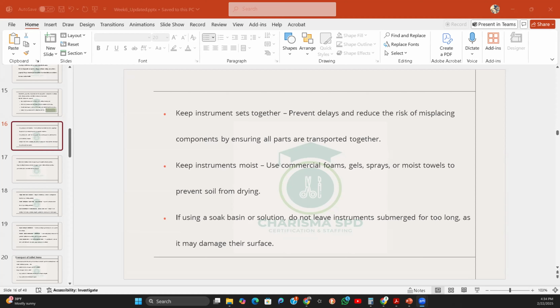So the point we are trying to look at is instrument sets should be put together. Meaning, instruments that came from set A should be put back in set A. Instruments that came from set B should be put back in set B. Instruments that came from set C should be put back in set C after the case or the surgery is done. Now, we are given a scenario whereby set A instruments, in the process of prepping and transporting, were put in set B.